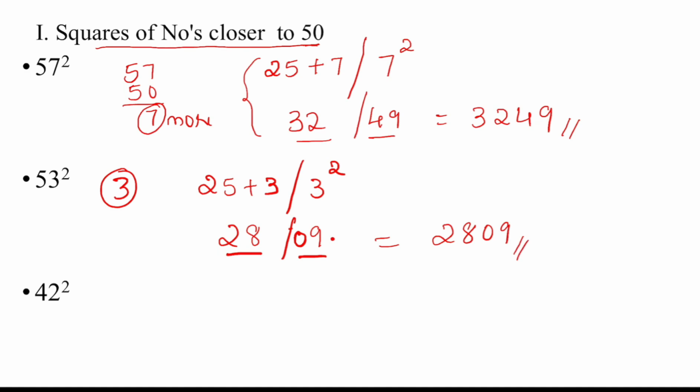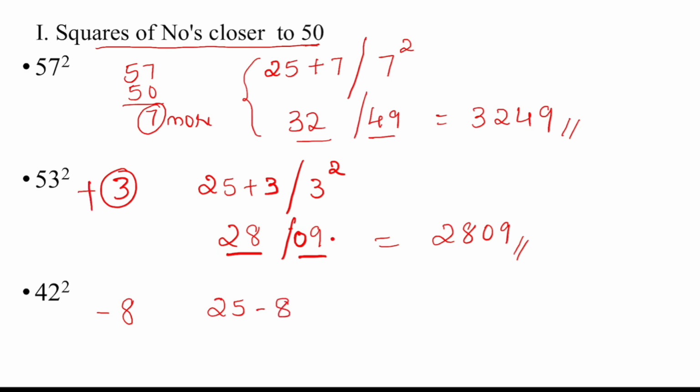2809. Next, 42 square. In this case, 42 is less than 50, isn't it? So, how much less is it? It is 8 less than 50. Okay. So, what you have to do? You have to deduct 8 from 25. Okay. 25 minus 8 you should write.